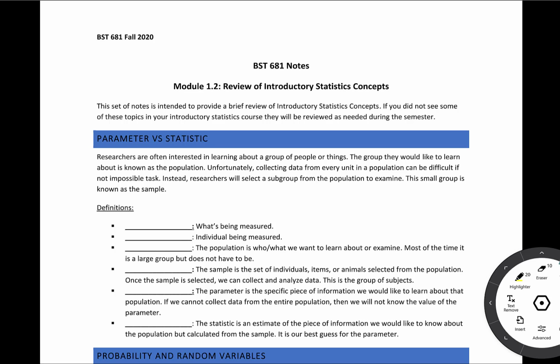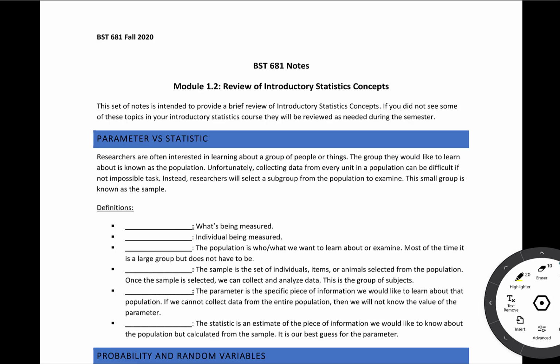So we're going to start out with the idea of the parameter versus the statistic. This is one of the most fundamental concepts. Researchers are often interested in learning about some group of people or things, but unfortunately, the researcher cannot collect data from every unit in that group. Since we cannot collect data from the entire group of interest, which is what we know as the population, we are forced to look at some subgroup and collect data from that subgroup. This subgroup, or smaller group from the population, is what we call the sample.